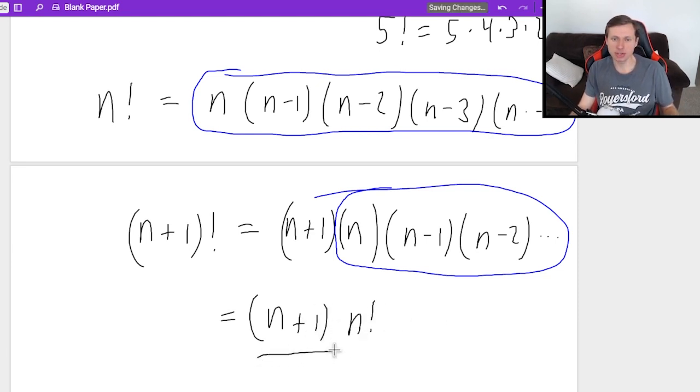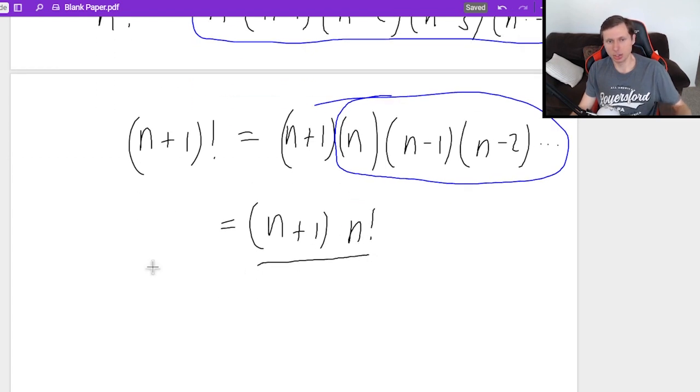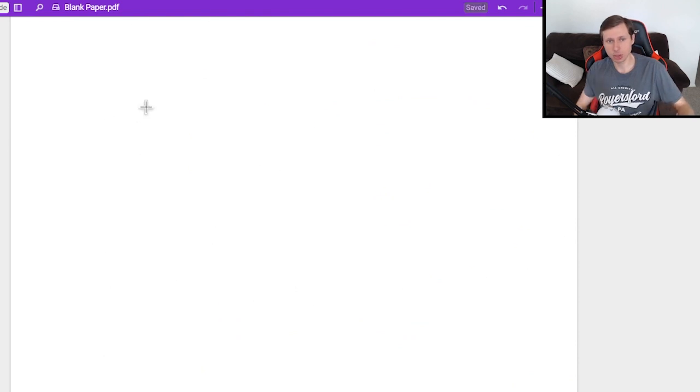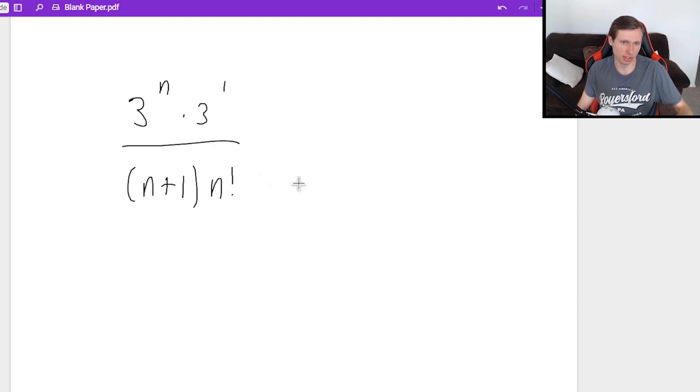It may not make perfect sense to you right now, but I promise you, when you see n plus 1 factorial in Calc 2, you want to rewrite it like this, n plus 1 times n factorial. So now let me plug it back in to what I was saying earlier. We had 3 to the n times 3 to the first, divided by n plus 1 factorial, we just simplified to n plus 1 times n factorial. And then we are still multiplying by n factorial over 3 to the n.